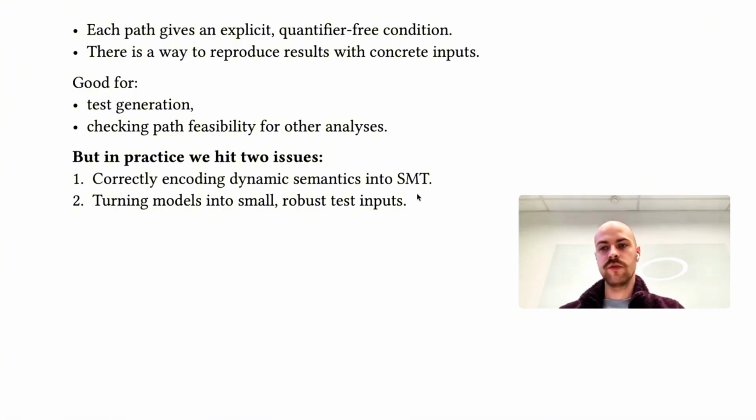But in practice, we have two main issues. Symbolic execution, even for static languages, has many issues, but here we have two additional ones. The first one: we need to correctly encode the dynamic semantics in the SMT. It's quite challenging. And the second one: since we can put any values in the object, we want to create these objects as small as possible in terms of the properties they contain. So we want to turn models into small, robust test inputs.